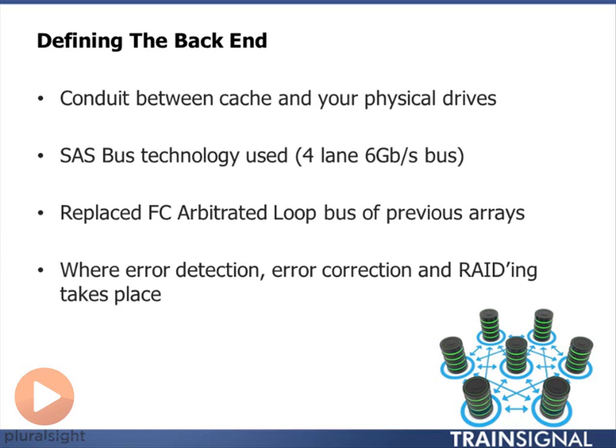The back end, this is the conduit between cache and your physical drives. This is the SAS bus transport that's between your SPs and the DAEs themselves, or your disks themselves. This replaced the fiber channel arbitrated loop of previous arrays on the CX line. It really is ridiculous how fast it is in comparison. Huge improvements from previous generations. Much needed change. Fiber channel arbitrated loop was simply not capable of handling a lot of the new disk technologies coming in. So the SAS back-end bus is certainly capable of that.